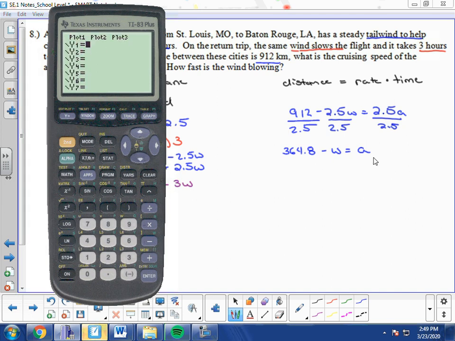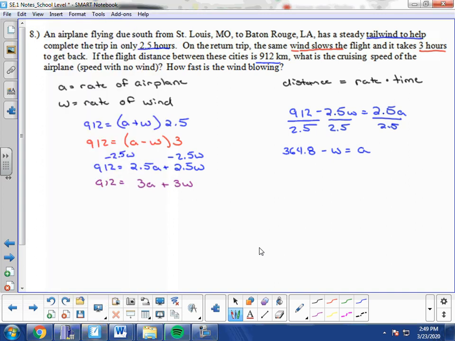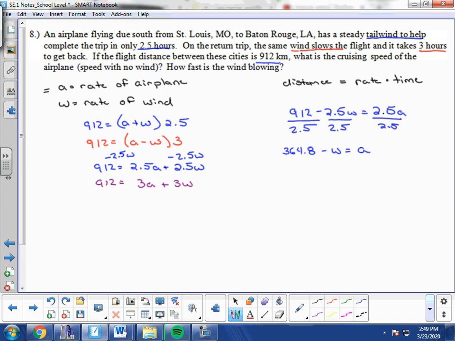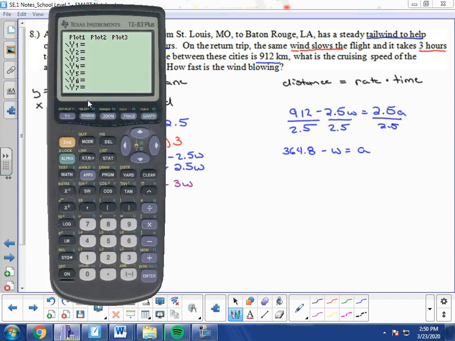Let's use A as W. I probably should have done that from the start, but let's just use A as W. I'll go back here and add this in. And, sorry, let's use A as Y because that's by itself, and X is W. So Y is by itself, so 364.8 minus X. In your calculator, you have to use X and Y. So I probably should have used X and Y, but that's okay.